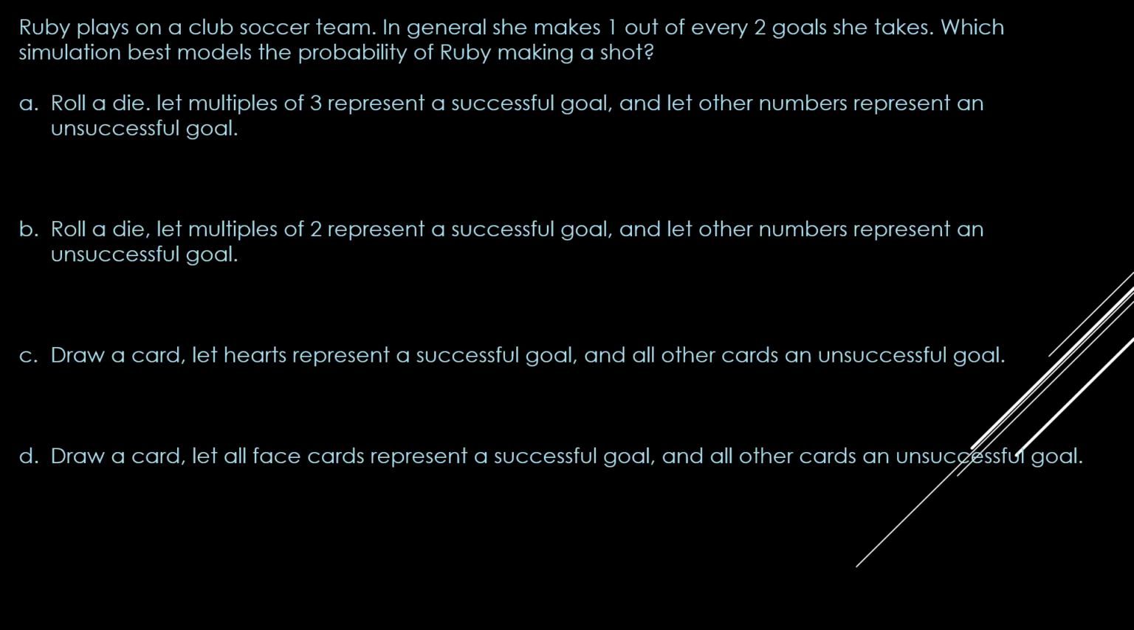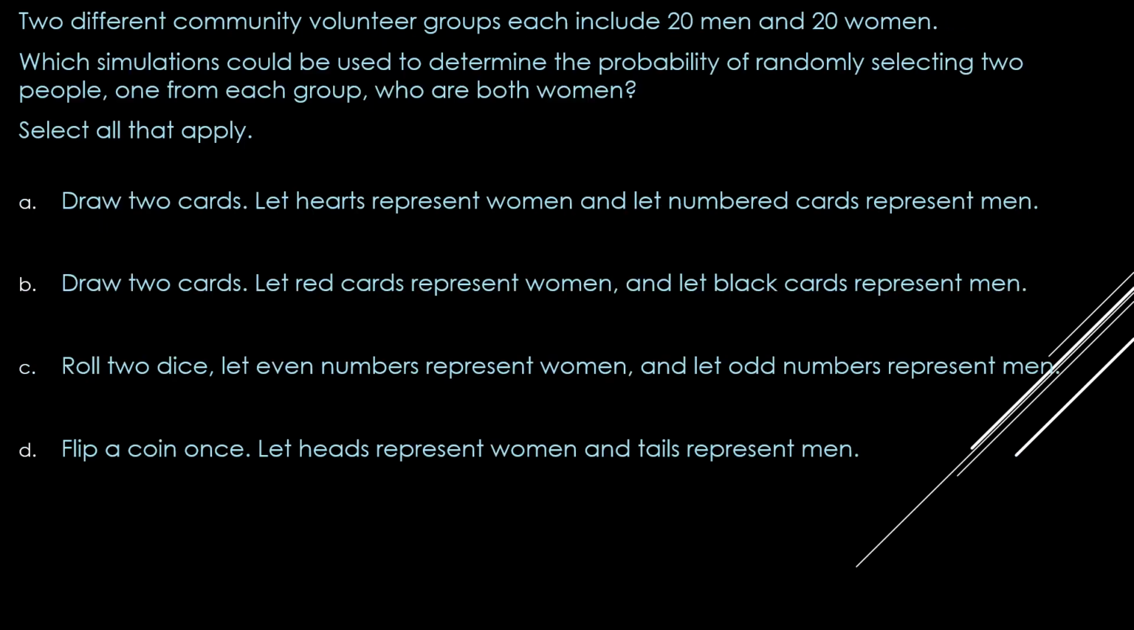Ruby plays on a soccer team. In general, she makes 1 out of every 2 goals that she takes. Which simulation best models the probability of Ruby making a shot? So 1 out of every 2 is a 50-50, which means I am looking for a 50-50 chance. If I let multiples of 2, which on a dice would be 2, 4, and 6, and all other numbers, which is 1, 3, and 5, that is a 50-50 chance, because I have 3 to 3, which is the same on each side.